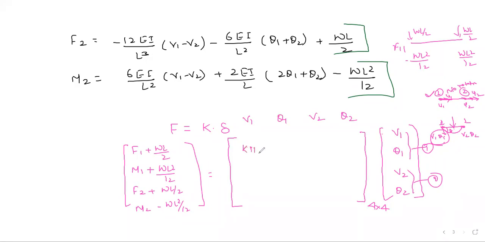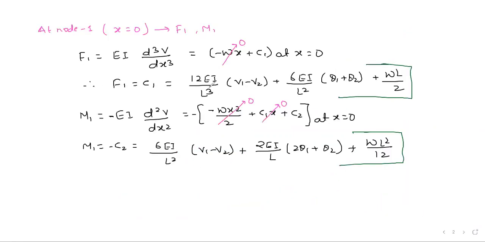Let us take this as K11, K12, K13, K14. This will be K21, similarly K31, K41, and so on. These elements we will fill up. So how are we going to fill up these elements? Whatever equations we have got, for the first row, what we need is F1 plus WL by 2, right? What is the F1 value? See here, this is our F1 value. Now we have here V1, V2, theta 1, theta 2, plus WL by 2 is also here. So let us remove this, and this will go to that side.